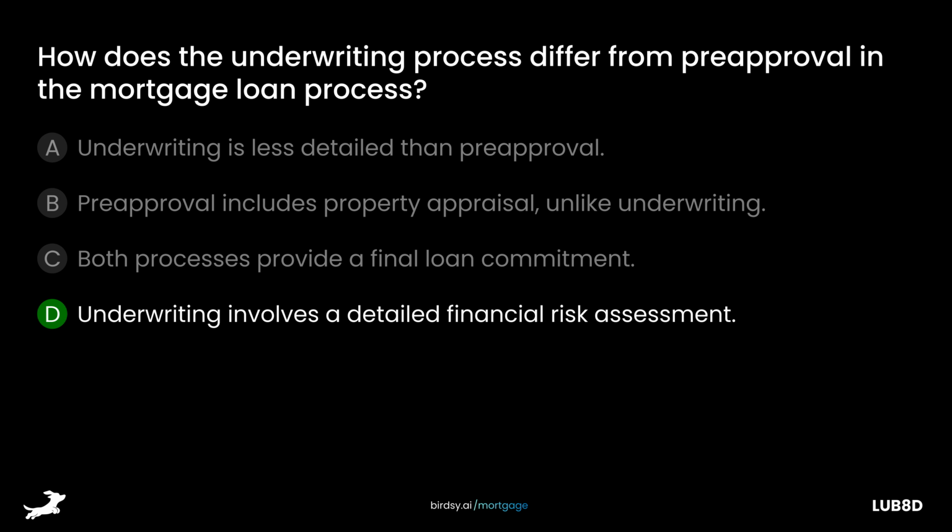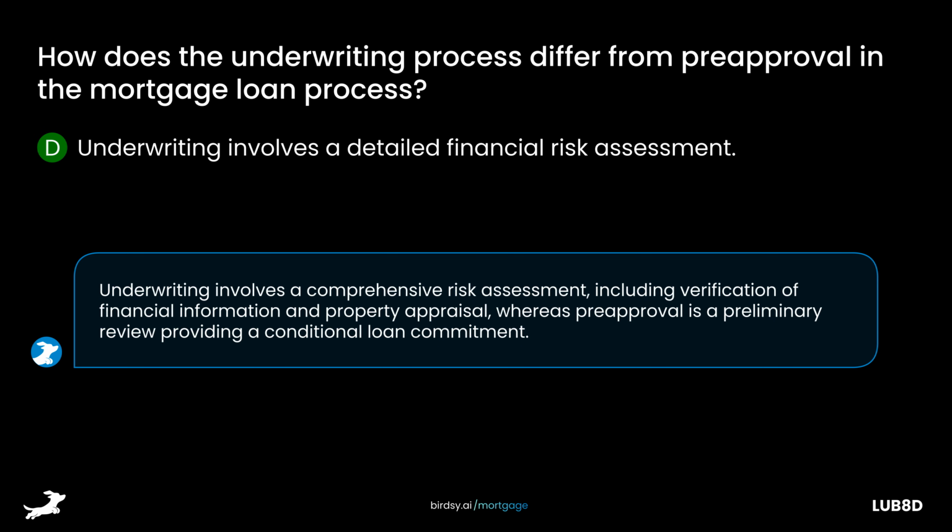The answer is D, underwriting involves a detailed financial risk assessment. Underwriting involves a comprehensive risk assessment, including verification of financial information and property appraisal, whereas pre-approval is a preliminary review providing a conditional loan commitment.